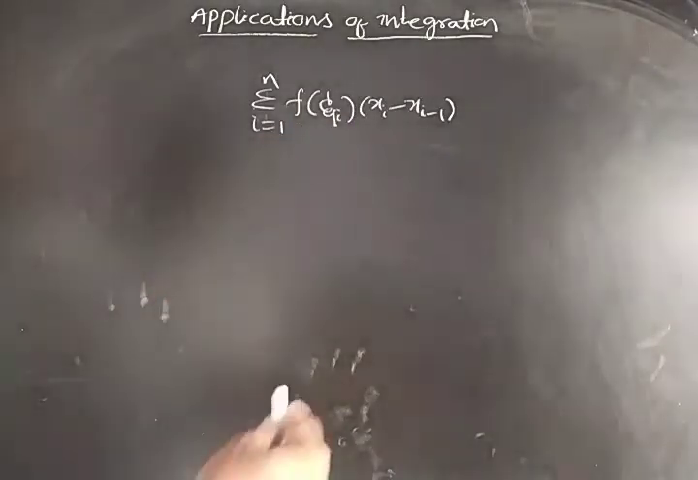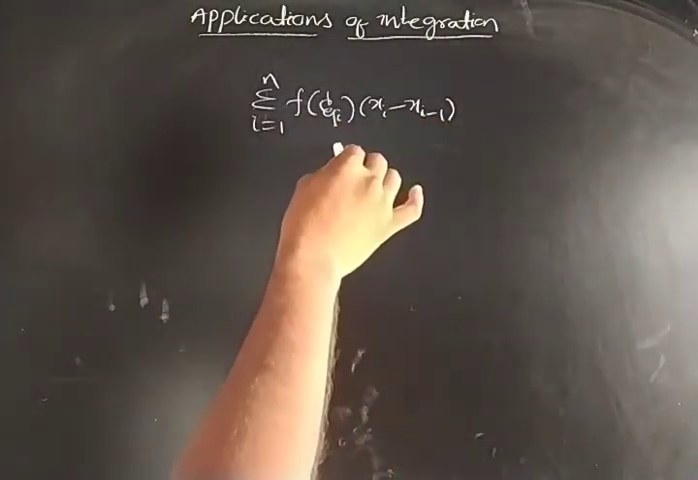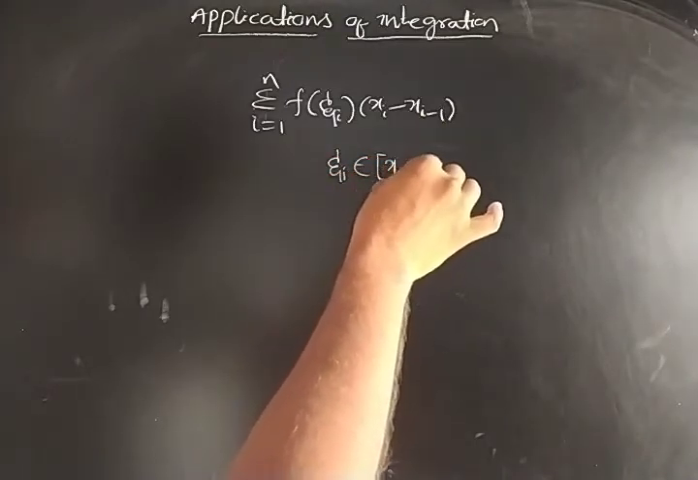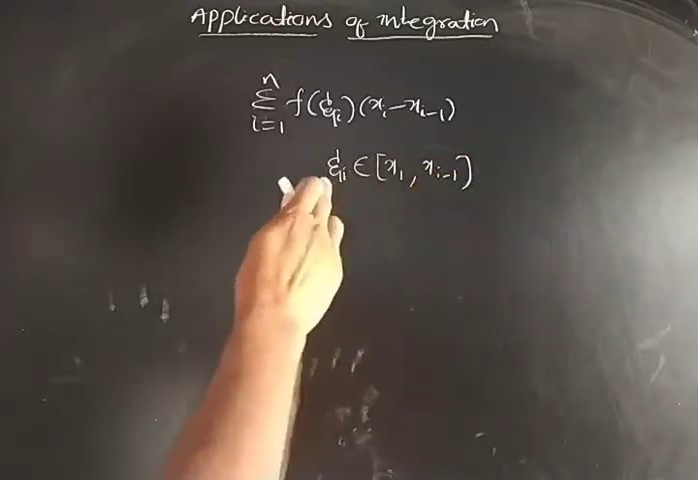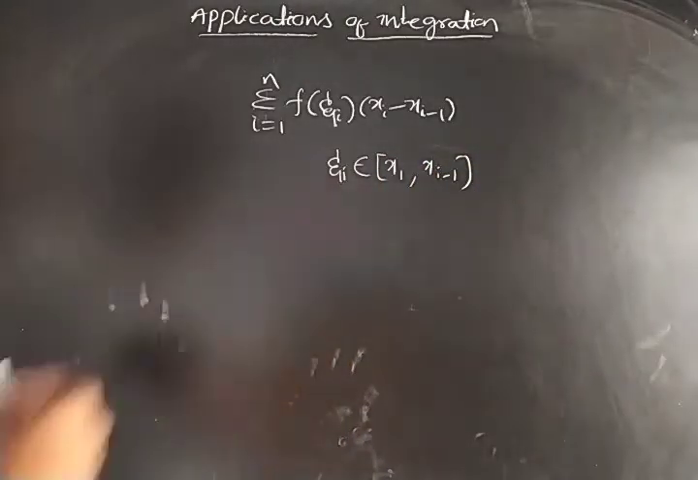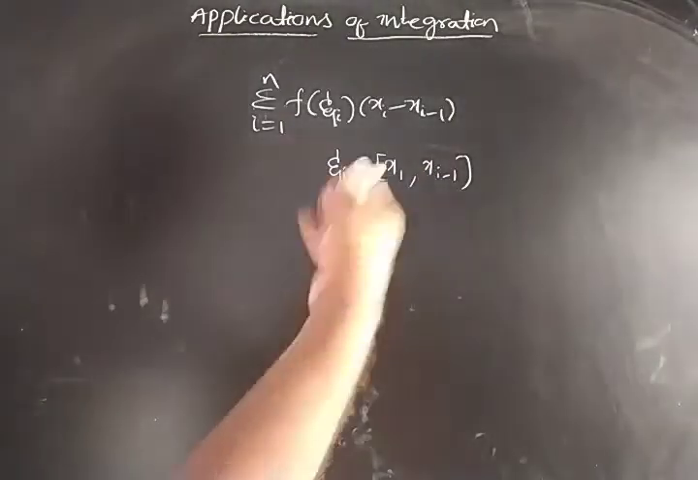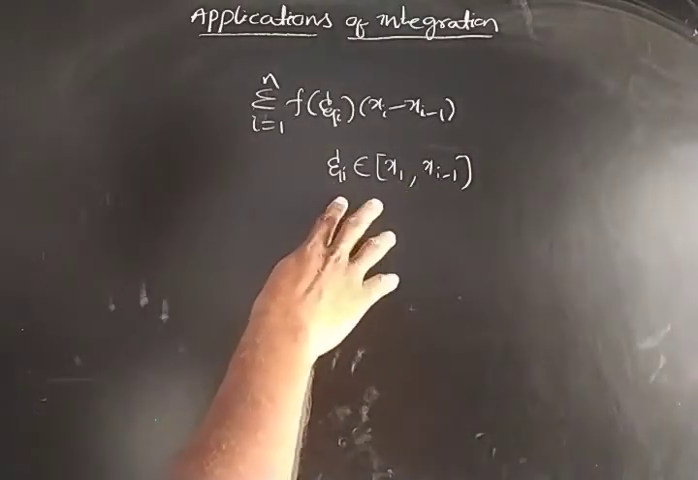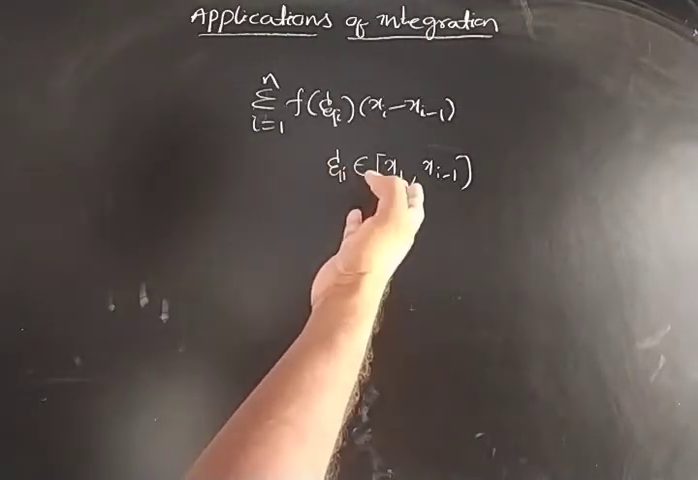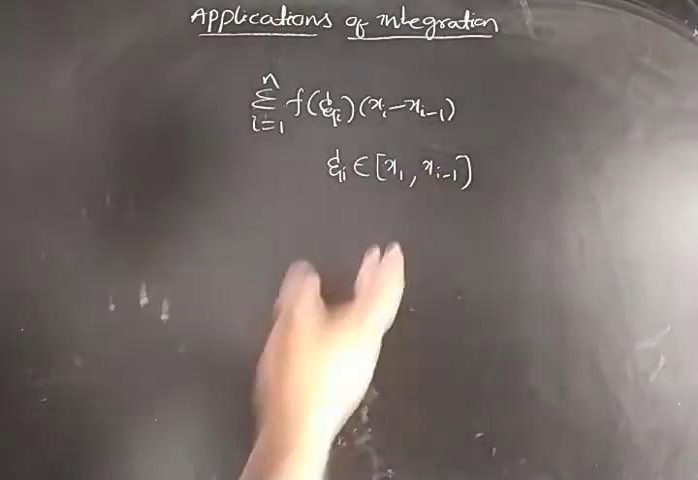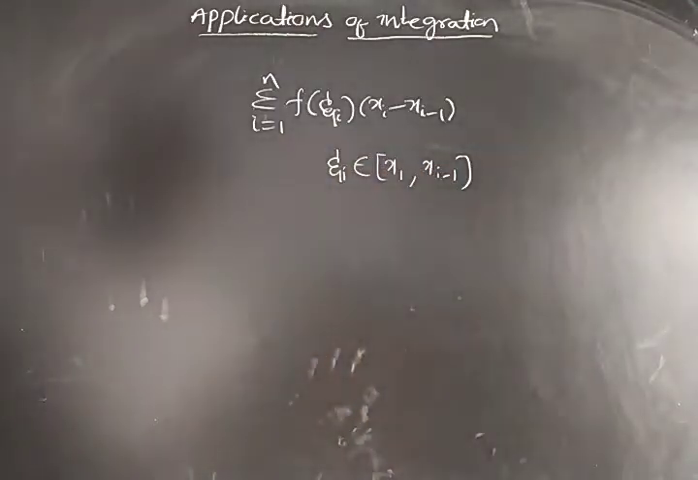Here zeta i is a real number which is taken from the subinterval x i minus 1 comma x i. So we have so many ways to select zeta i from any subinterval. You can take zeta as x i, or you can take zeta as x i minus 1, or you can take any value that lies between x i minus 1 and x i. So depending on the selection of zeta i, we have three definitions.